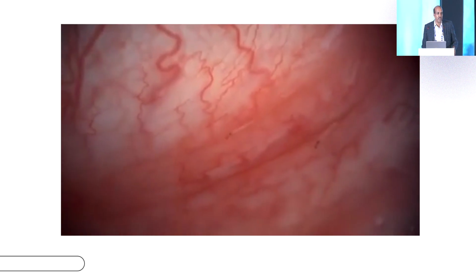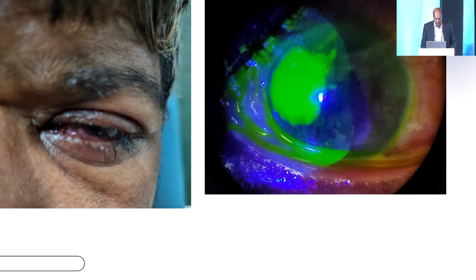So what you can do is flood the eye for around 15-20 minutes with topical anesthesia. Then, it's my personal observation, I have observed that they start moving quite slowly. So that's when you can just pick it up.